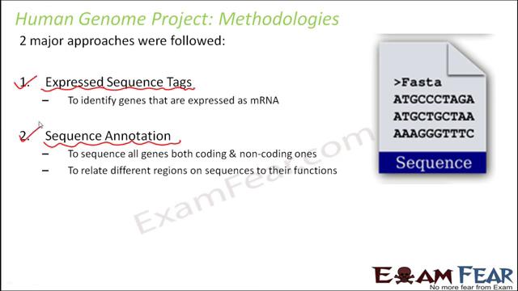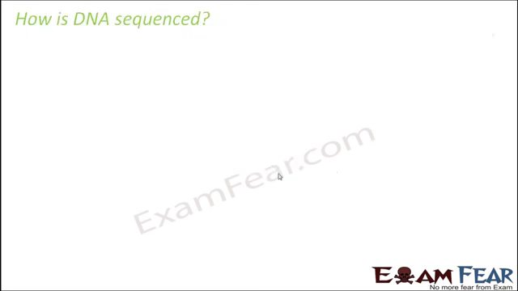Sequence annotation was used to relate different regions on sequences to their functions. As I said, there was no differentiation between the coding and the non-coding genes. All the genes were identified, and once the sequencing was done for all the genes, they were related to their functions. So a function was annotated for each portion of the DNA. That is how sequence annotation was done.